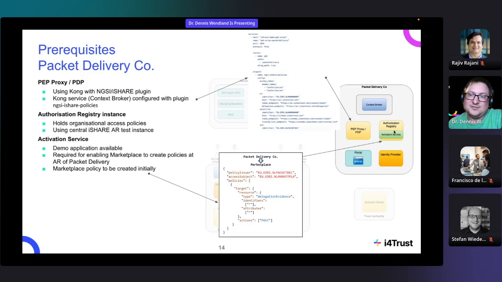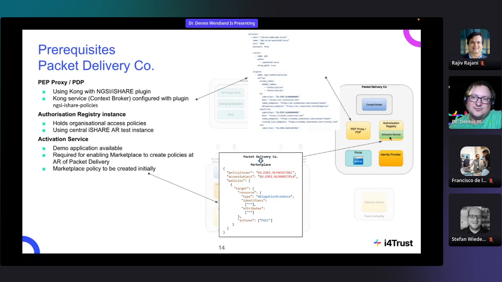Then there's an instance of the authorization registry, which holds the organizational access policies. So at the moment, there are none of them. But as soon as now an employee of these retailer shops would acquire an offering on the marketplace, there would be certain policies created which state that the organization actually has access to the service and can delegate these access rights to the customers.